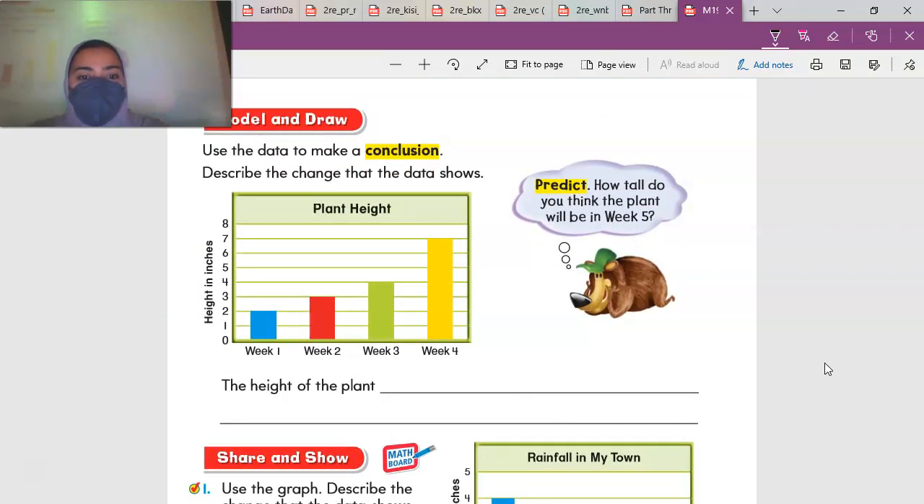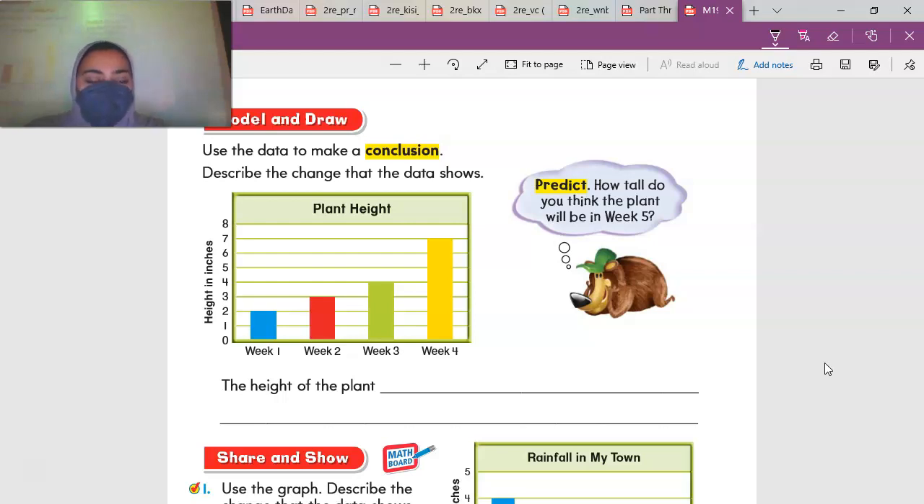All right, use the data to make a conclusion. Describe the changes that the data shows. So a conclusion is what you get from reading the graph, the bar graph or the pictograph, what you understand from it. What is the idea? What's that main idea of it? What do we understand from reading it? All right, so predict. How tall do you think the plant will be in 5 weeks? Predict means like making an educated guess. Based on the information they give you, guess what the 5th week will be.